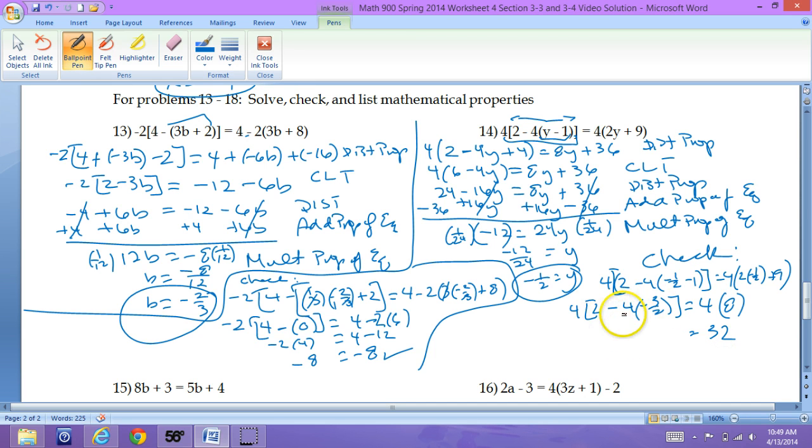So 2 goes into 2 once. I'm going to simplify this, and 2 goes into 4 twice. So I have 4 times 2 minus, what's 2 times? Not 2 minus negative 3 because there's this parentheses separating them. So 2 times negative 3 is negative 6. So I have 2 minus negative 6, which is 8. And sure enough, I end up with 32 equals 32.